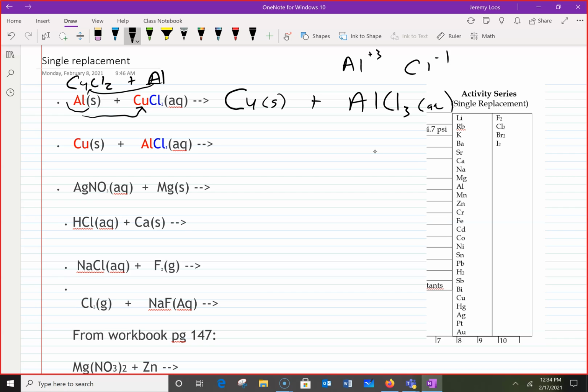Okay, so as we've been doing all along, the second step is always balancing this thing. So now we need to balance it. I'm just going to clean this up a little bit. Okay, so let's balance the chlorines. Let's get 6 chlorines on each side. If I put a 2 there, that makes 6 chlorines. I put a 3 there, that makes 6 chlorines. Now there's 3 coppers. Now there's 2 aluminums. So that one's done. Questions about that?